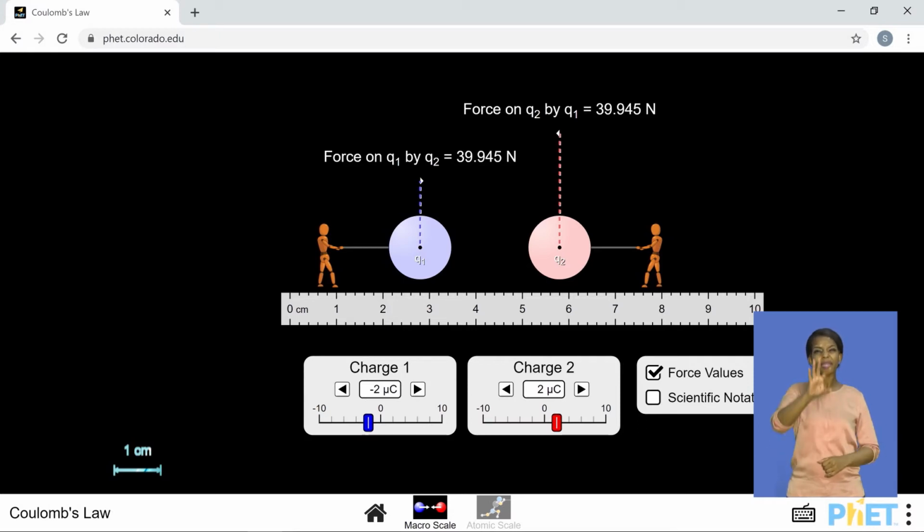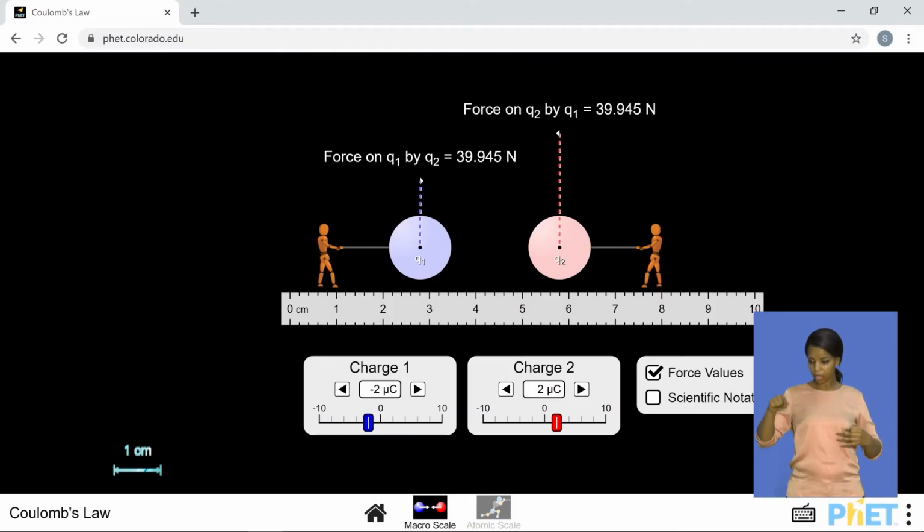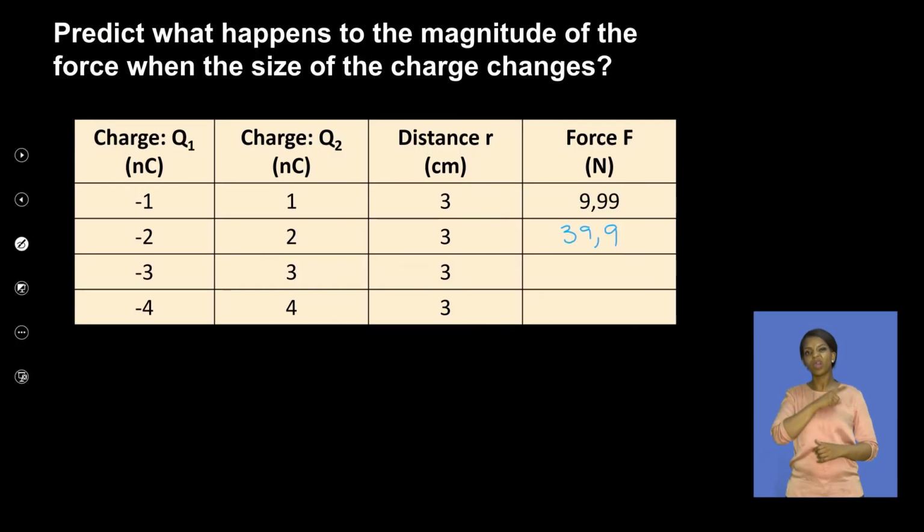So if we go back to our table, we'll write here 39,9 newtons, right? Now, we make them 3 times as big, both of them, and see how that affects the magnitude of the force between them. So this becomes -3, while that becomes +3 microcoulombs. Already, this is even bigger. It's almost 90, which is 89,9 newtons, if you can round it off. So this is 89,9 newtons.